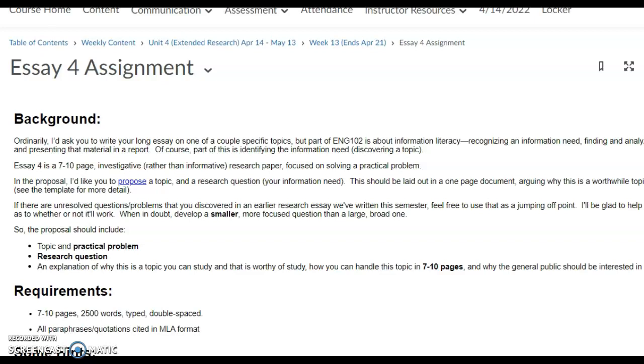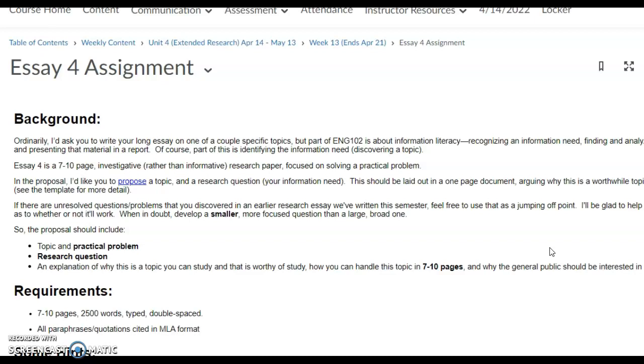So SA4 is going to be a 7 to 10 page investigative, rather than informative and rather than persuasive, research paper. And I want us to focus a lot on that whole thing about investigative. It means we're trying to answer a question. We're not giving information that is already out there. We aren't trying to persuade someone. We are trying to answer a question to which the answer is unknown.